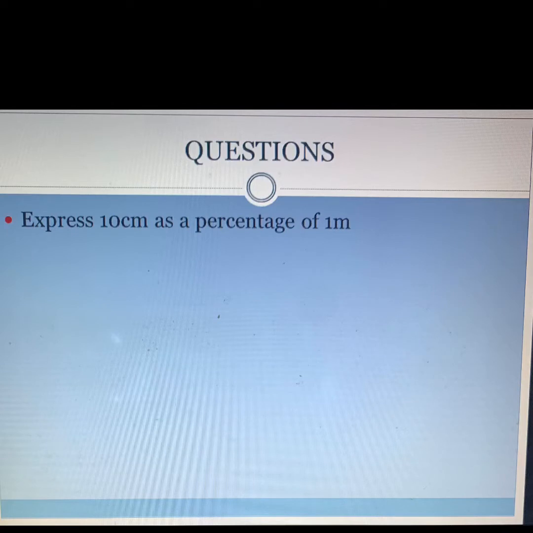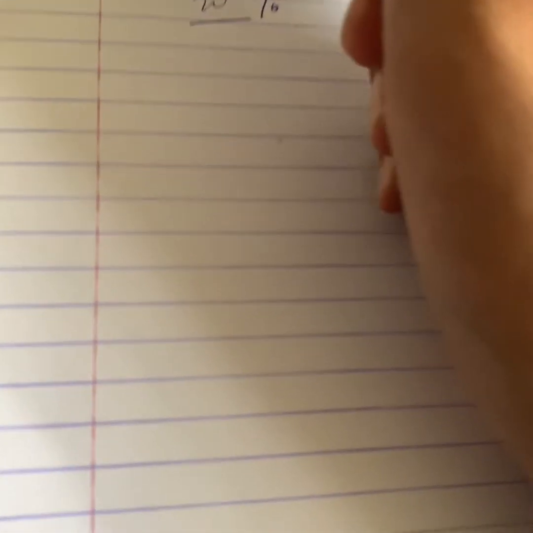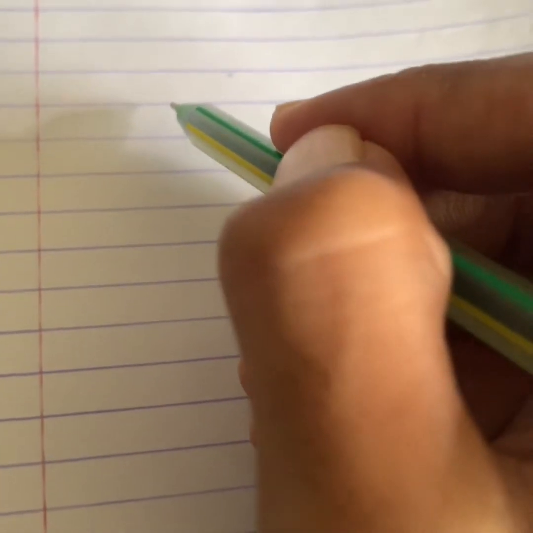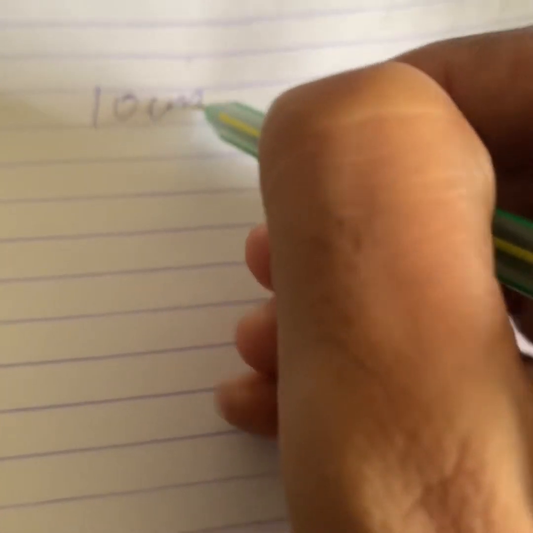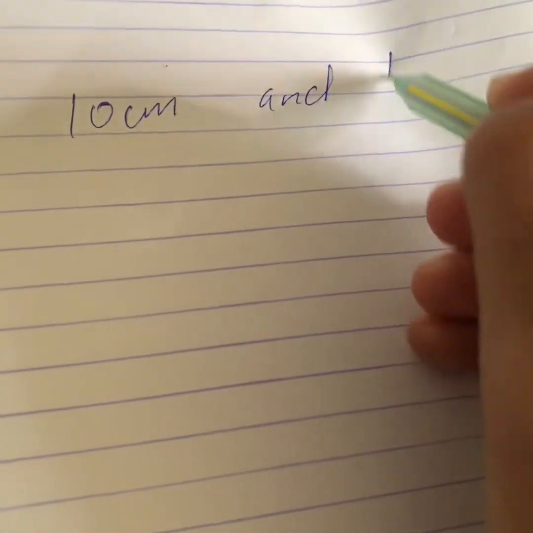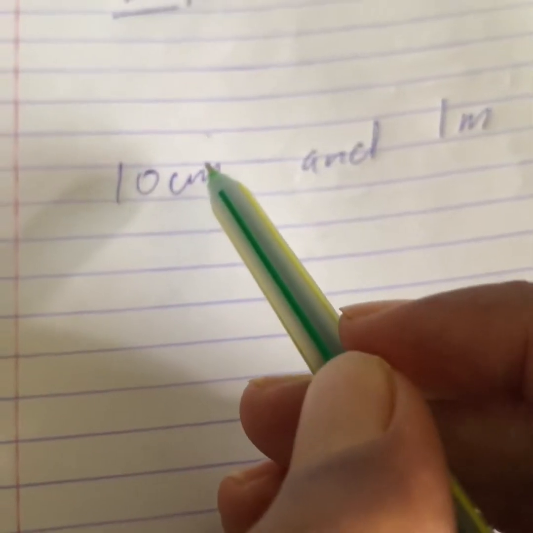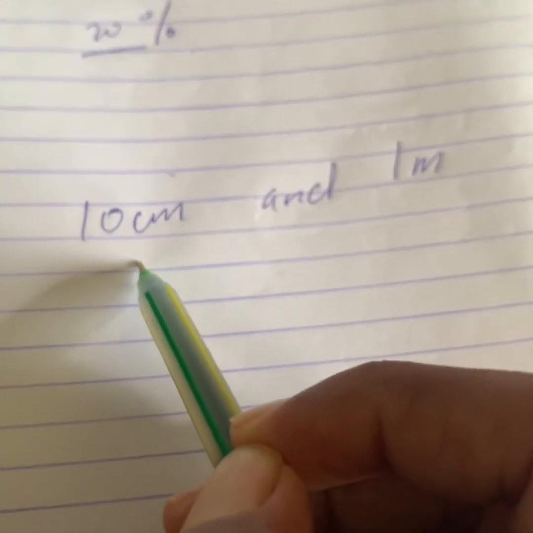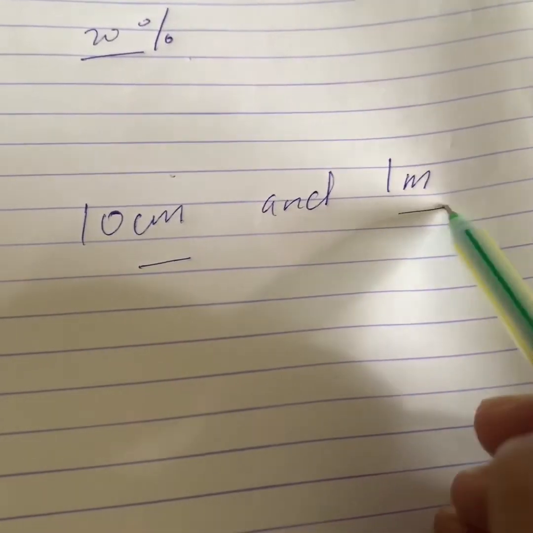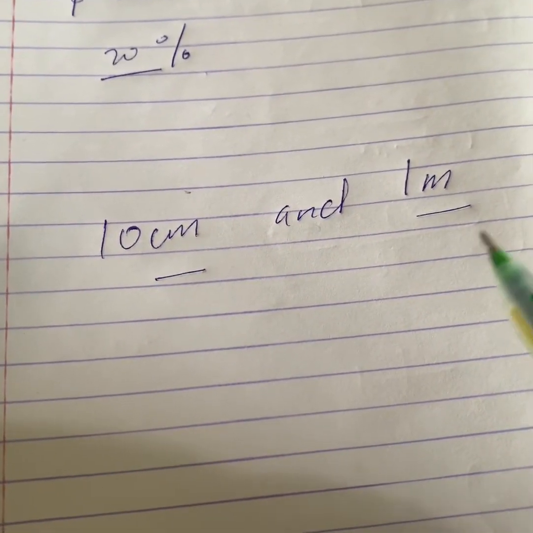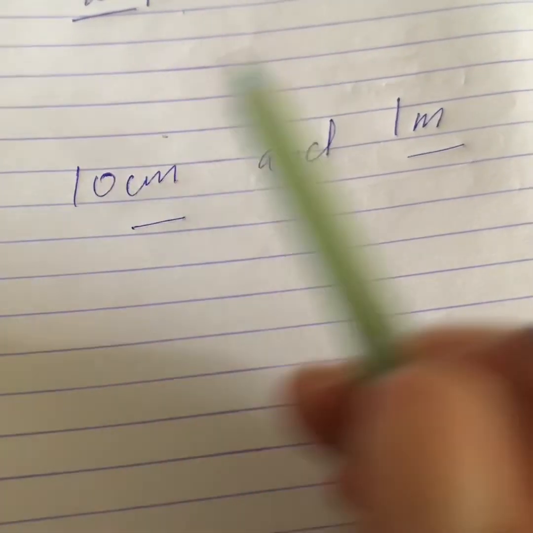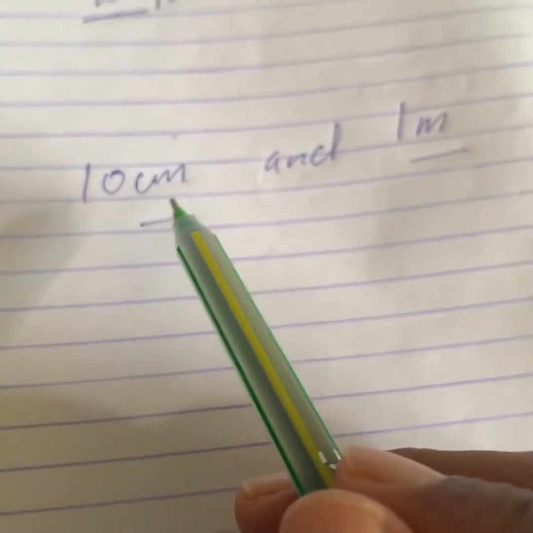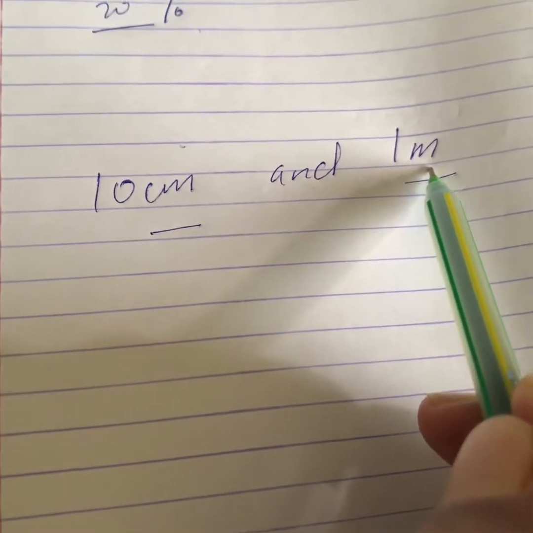Okay, let's look at this question. It says: express 10 centimeters as a percentage of 1 meter. So I have 10 centimeters and 1 meter. Can you see, we apply the rule. It says the quantities should be the same. We have a centimeter here and a meter here. In order to calculate the percentage, we need to get the same unit. So we need to change this meter into centimeters.